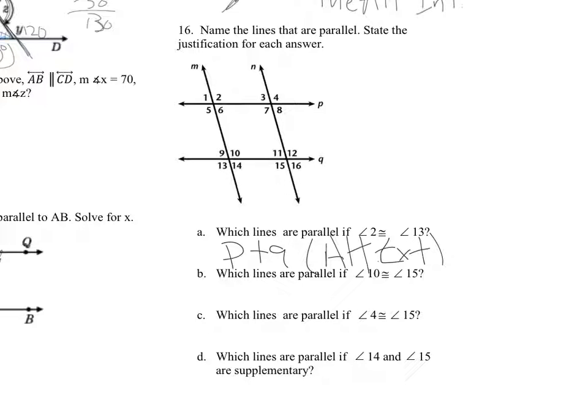Question B, not number. Which lines are parallel if 10 is congruent to 15? So now we're ignoring the top here. Those are alternate interiors, and they are congruent, so that would make lines M and N parallel by alternate interior. Which lines are parallel? 4 and 15. We're ignoring that. Those are again alternate exterior, and that would make P and Q parallel.